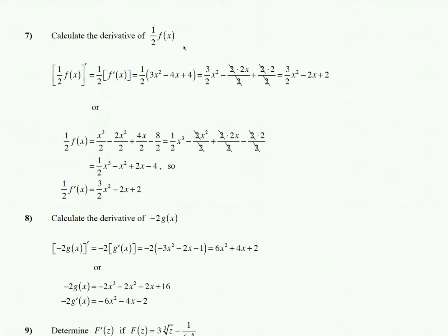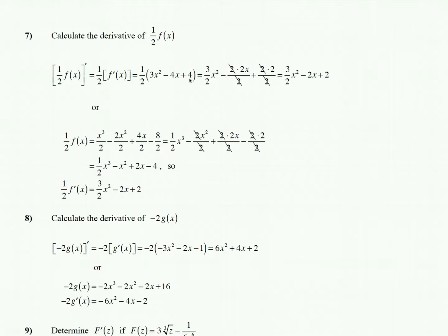So 7 and 8 ask us to multiply a function times a factor and differentiate that product. Now you can do that in one of two ways. In the first shown here, I've pulled that factor out. I factored that multiple out, and then differentiated the function, and then multiplied a half times that derivative.